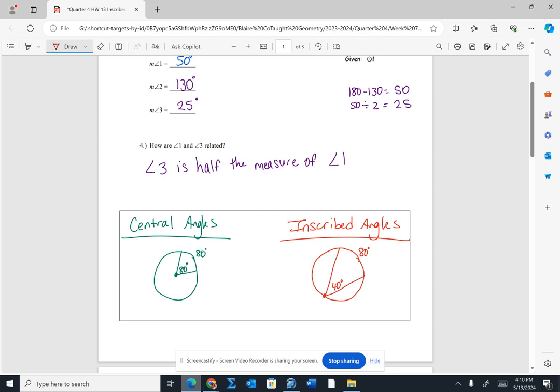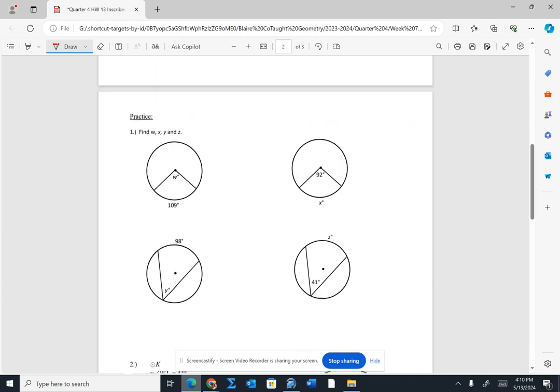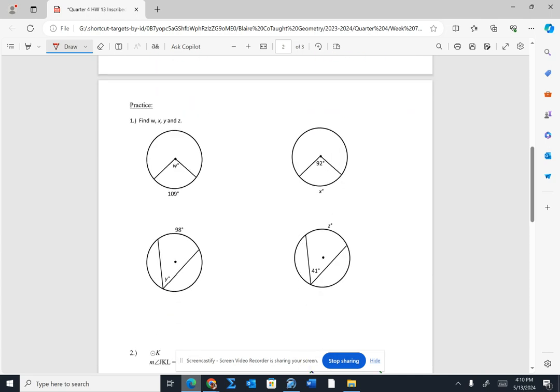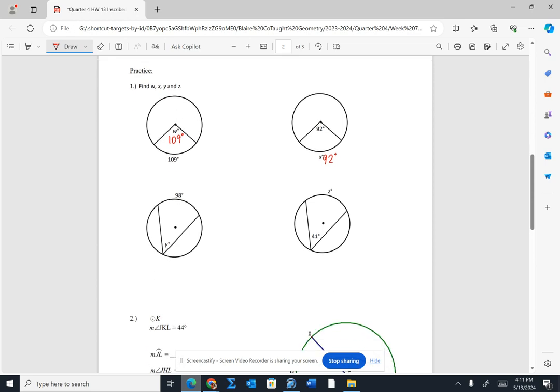You just have to be careful because if you know the arc, you cut it in half to get the inscribed angle. But if you know the inscribed angle, you have to double it in order to get the measure of the arc. So let's practice that content. You want to ask yourself every time if it's a central angle or if it's an inscribed angle. If it's a central angle, it's going to be a little bit easier, and that's W and X. If the arc is 109 degrees, then the central angle is 109 degrees as well. If the central angle is 92 degrees, then the arc that it's intercepting is also 92 degrees. So that one we could do without having to do a bunch of calculations.